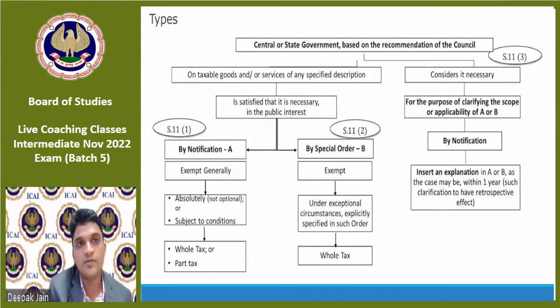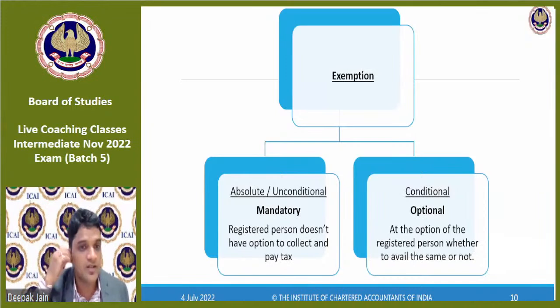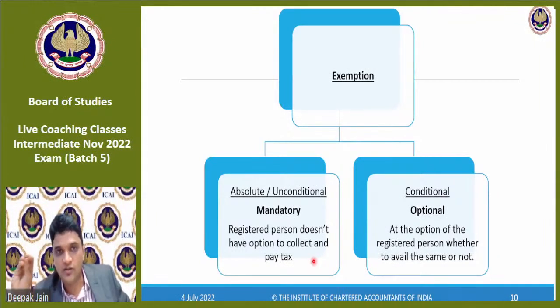Which means anything done before that will not be falling within the explanation clause. Now, exemptions could be absolute or unconditional, or they could be conditional. When it is absolute or unconditional, then it is mandatory. A registered person doesn't have an option to collect and pay tax. When they're given an exemption for the whole industry without any conditions, then you have to apply the exemption. You cannot go and pay the tax.